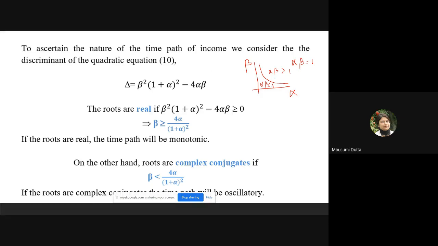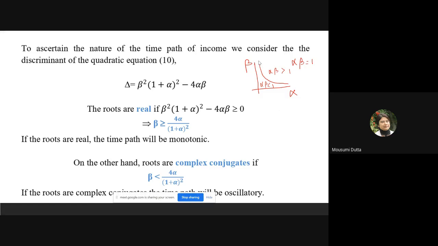In fact, if I get alpha beta equal to 1, in that case also, we will not get convergence. Stationarity or convergence is possible only for strict inequality, alpha beta less than 1. If alpha beta is strictly less than 1, we will have the convergent time path. Otherwise, we will have a divergent, non-stationary time path. It will not converge towards the equilibrium value.